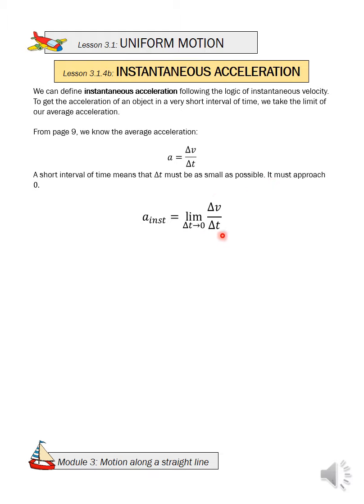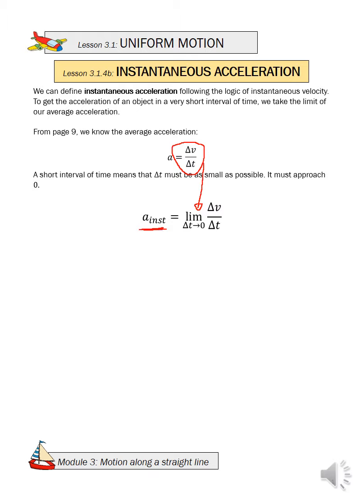Therefore, we must take the limit of this as delta t approaches zero, so that the time interval is very small, or becomes very little. And since we are taking the limit now, this becomes our instantaneous acceleration.